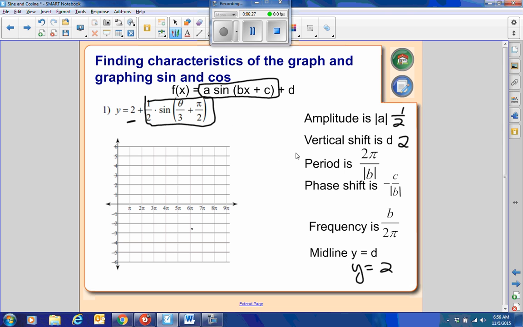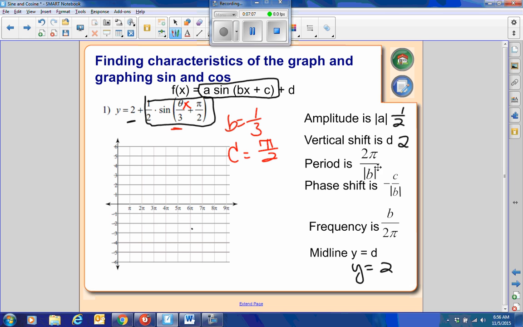Next is the period, which is the big piece that I'm going to ask you to know even more on any quizzes or tests. The period is 2 pi divided by the b value. The b value is always connected with the x, and sometimes it's a fraction. In this particular instance, it is x over 3, so my real b value is 1/3. And my c value is pi over 2.